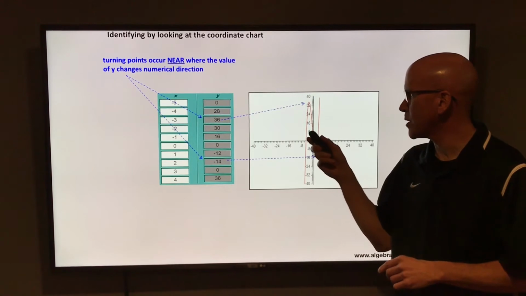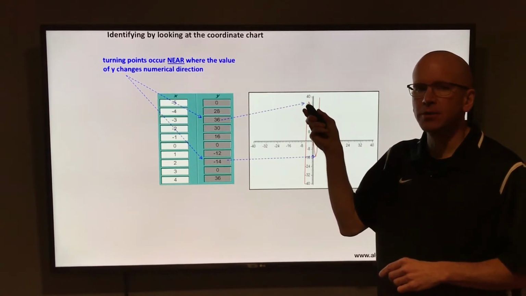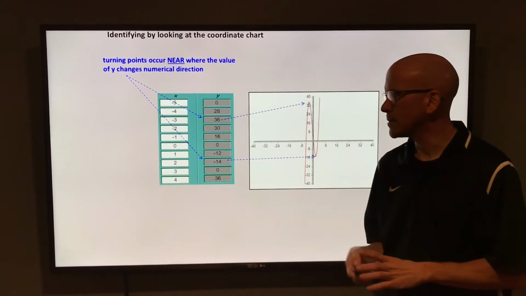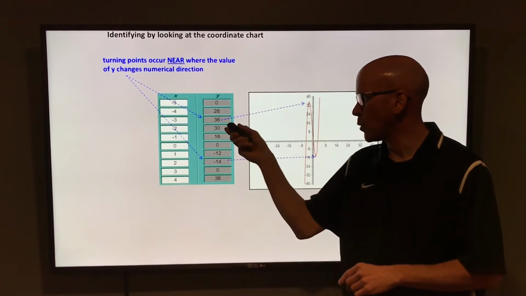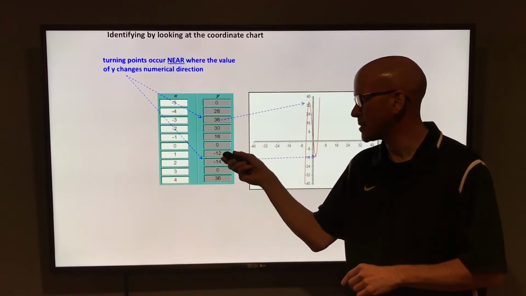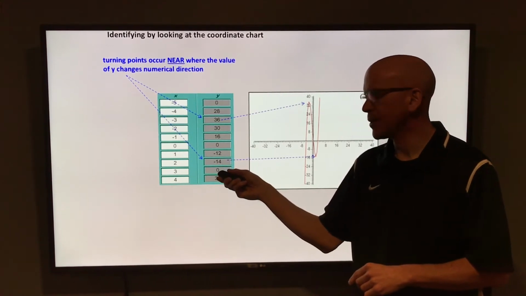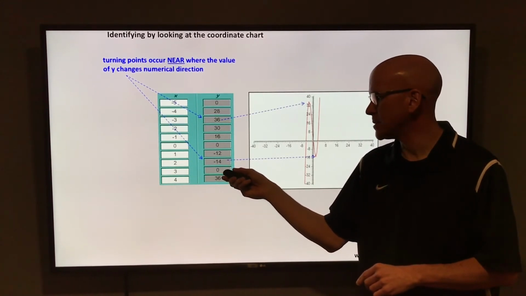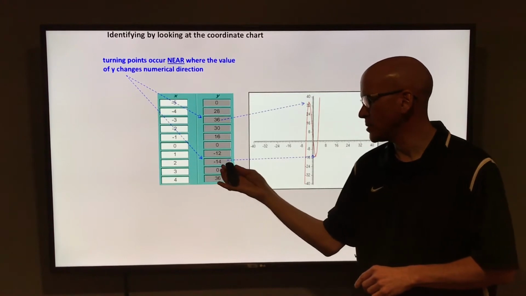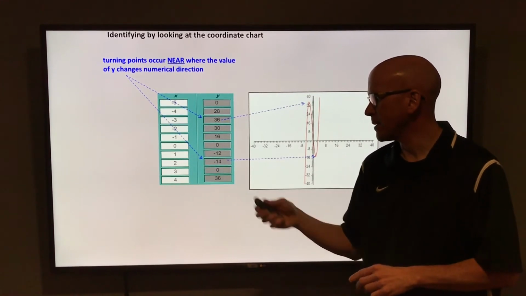So if we go to the left 3 and up 36, you can see there is a turning point near those coordinates. Another turning point, if you watch the y values, they are now decreasing from 0, negative 12, negative 14, but then they start increasing from negative 14 to 0. The y values are changing direction near the coordinates of 2, negative 14.